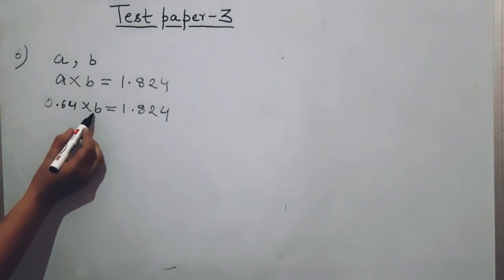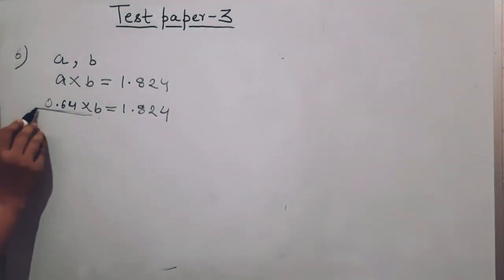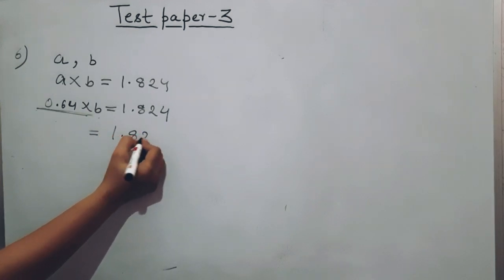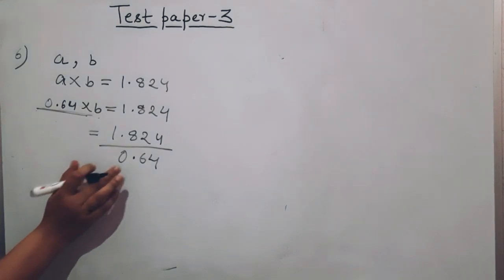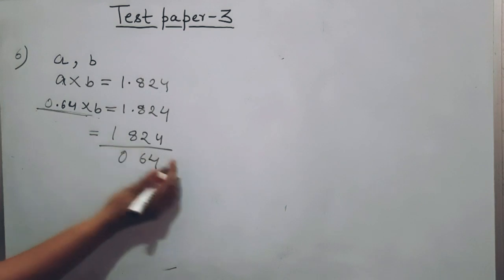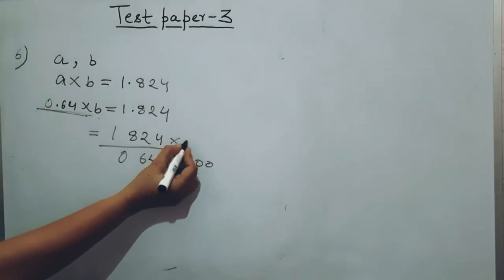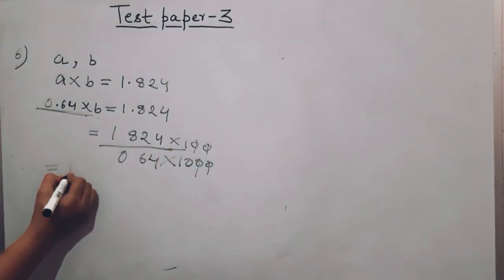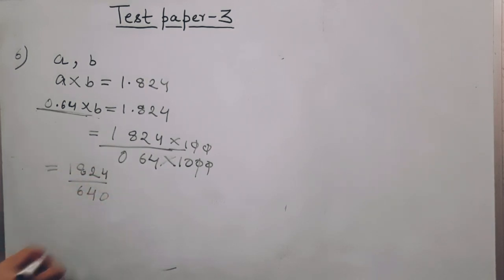So as I told you, if anything is multiplied on the left hand side, when it goes to the right hand side, it will be divided. So 0.64 is here in the denominator. Now what do we have to do? Remove the decimal points. So after removing the decimal points, I have to multiply the denominator by 1000 and the numerator by 100. 0 will be cancelled. Now what is left? 1824 will be divided by 640.